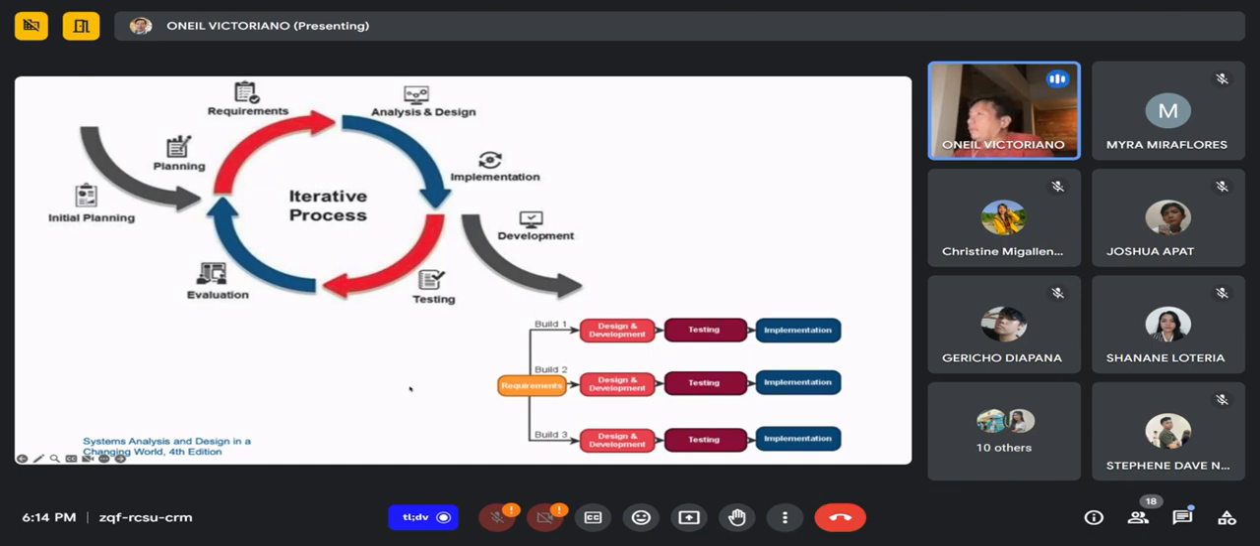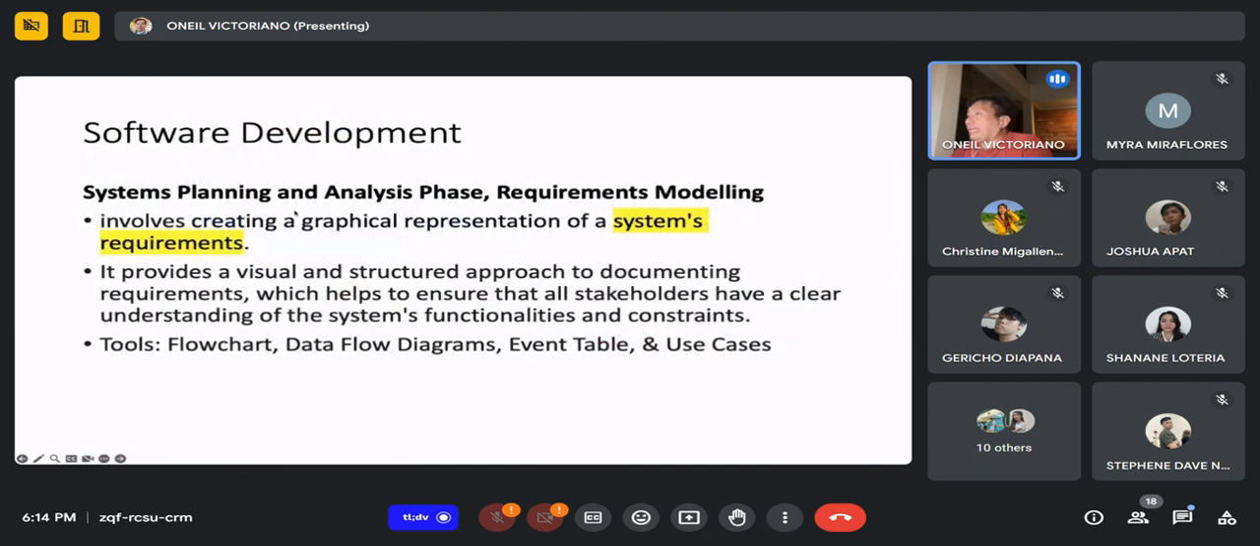Again, we just concentrate on planning, analysis, and requirements modeling, because it involves the system requirements of what the information system is all about, or what it would do. This phase provides a visual and structured approach to document requirements.